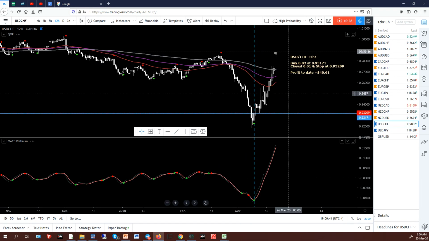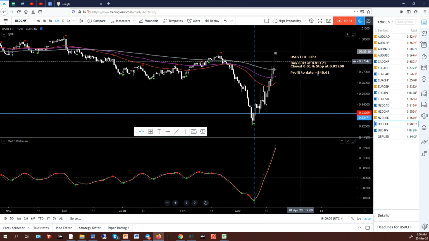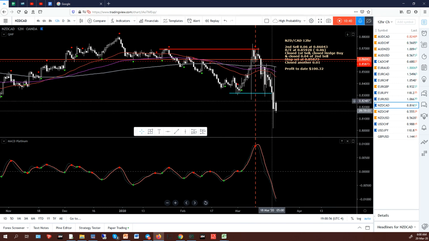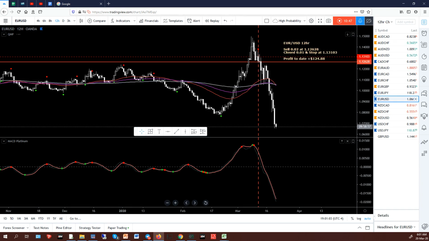USD Swiss franc, buy, stop above the entry level. It's going up nicely also, breaking this previous high, so looking good. New Zealand CAD in a sell back here. Broken through, stop in there, closed out some, looking good. Euro, sell trade all the way back here, still going down, stop in place, closed half.